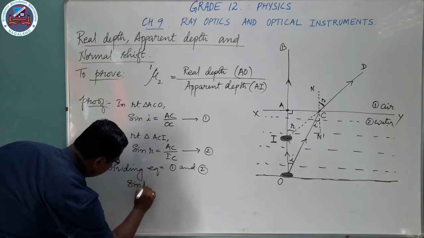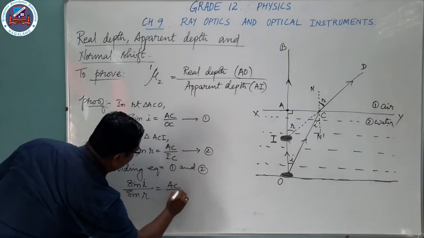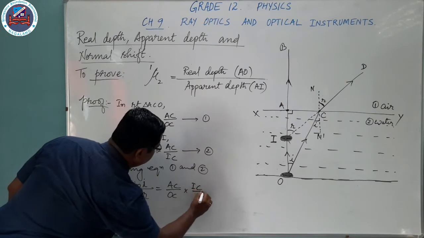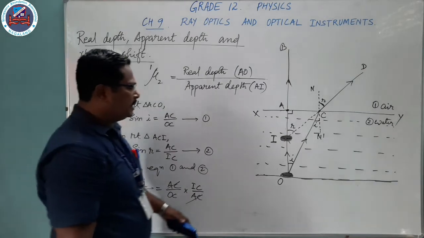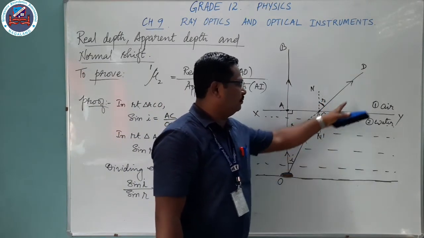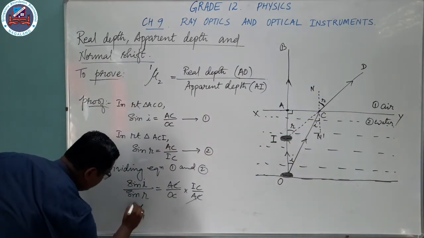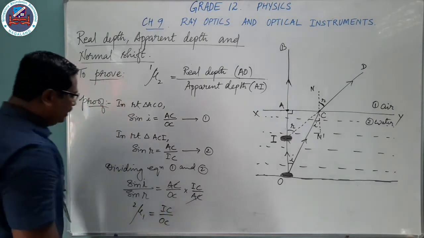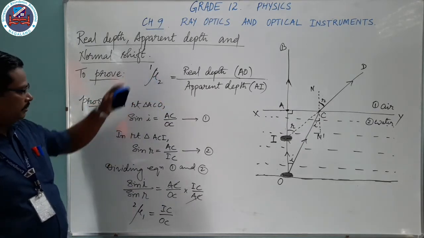Sin I by sin R is equal to AC by OC, and since we are dividing, if you change the multiplication it will be IC by AC, so these two you can cancel out. Now if you use Snell's law, sin I by sin R is the refractive index of the first medium with respect to the second, which is IC by OC. I want to take the reciprocal because I need the refractive index of the second medium with respect to the first.